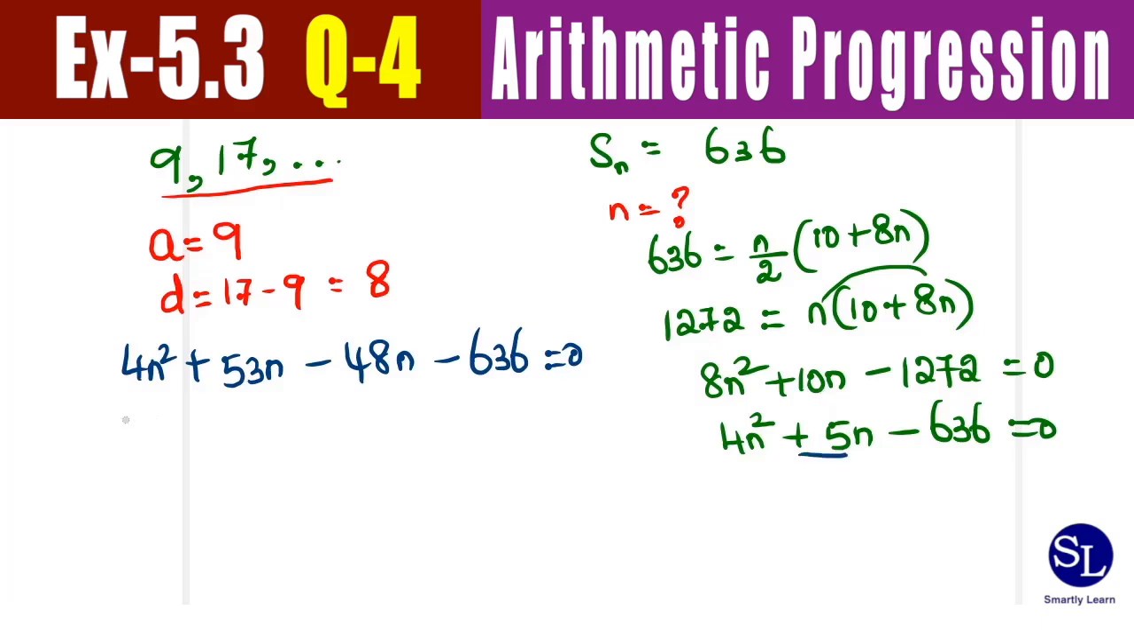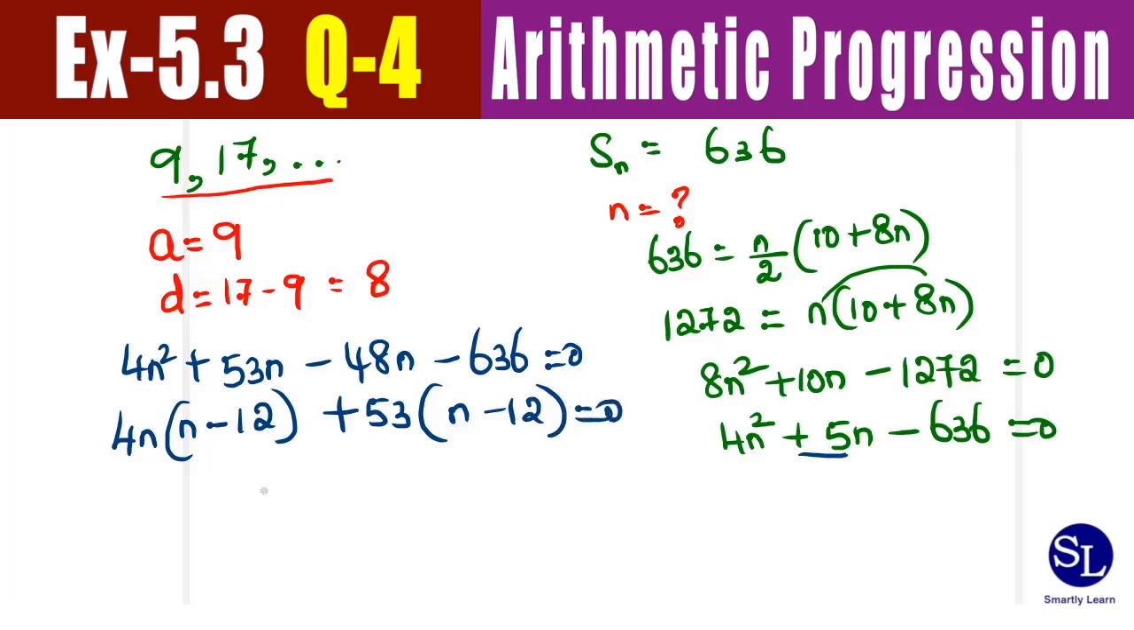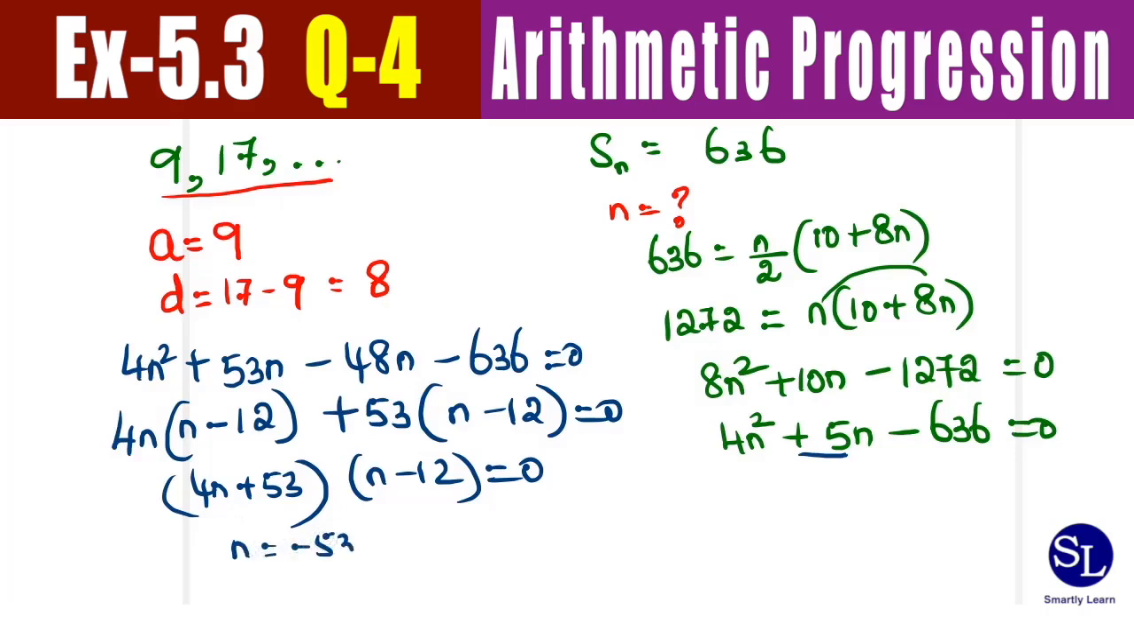So now I'm going to take the common terms, which is 4n into (n minus 12), plus 53 into (n minus 12) is equal to 0. So (4n plus 53) into (n minus 12) is equal to 0. So if I simplify this, I'm going to get n is equal to minus 53 by 4, or n is equal to 12. We know that n cannot be negative, nor can it be a fraction.